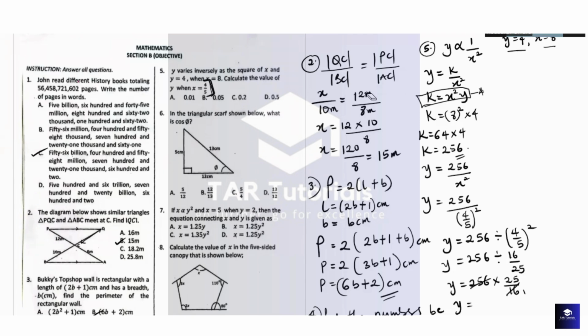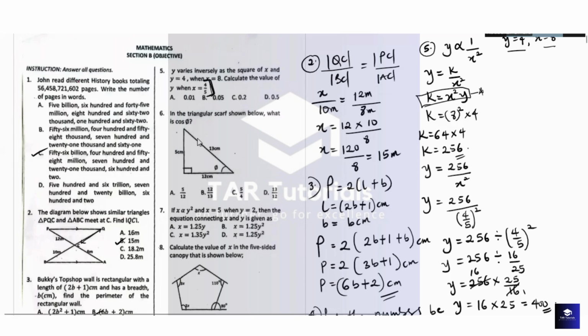Now let's divide. Y equals 256 over 16. 16 into 256 is 16. Therefore, we have 16 times 25, and 16 times 25 is going to give you 400. Therefore, the value of y when x is equal to 4 over 5 is 400. As you can see, we do not have 400 in our options, which means that the options might be wrong. So do not be surprised when you see certain questions not having the answers there. It happens like that sometimes.